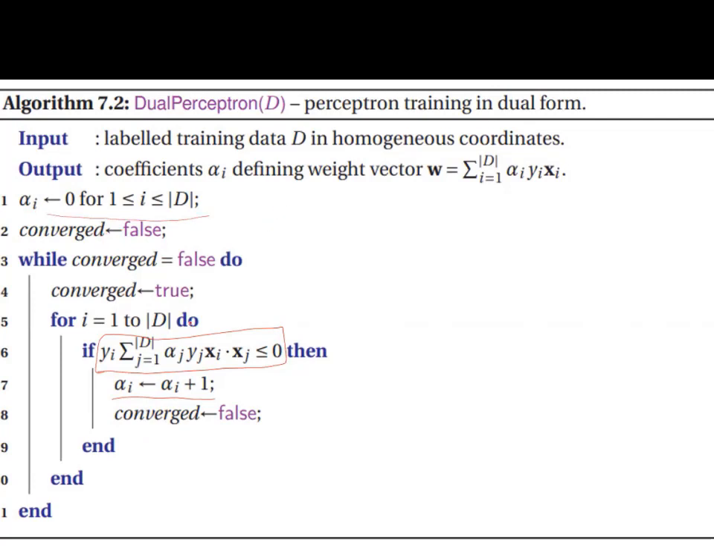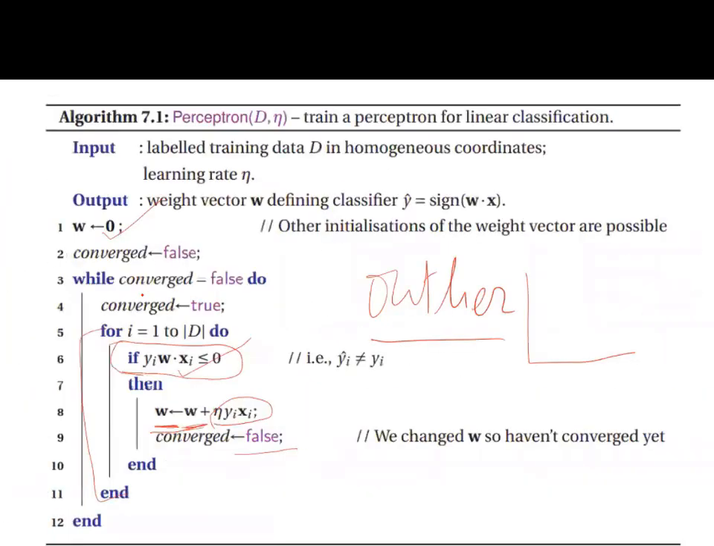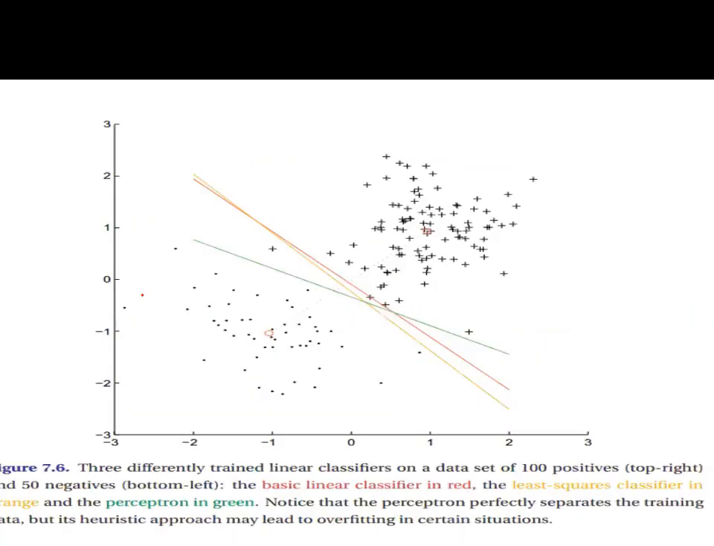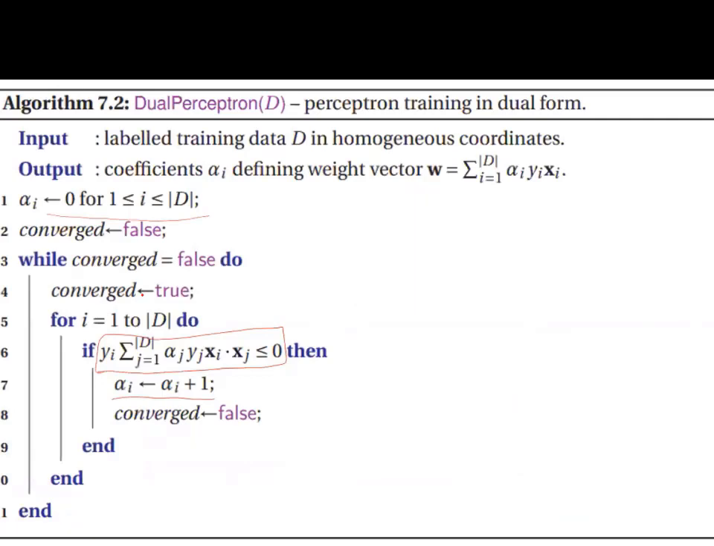Now, for each outlier, we are calculating this. In the previous case, we used to calculate only one W for everything. But here we are separating, and for each outlier, alpha I is being calculated. This is the difference between dual perceptron and perceptron.